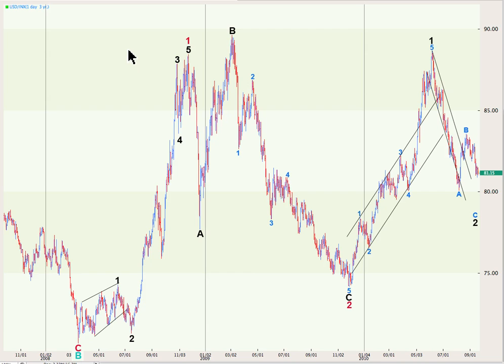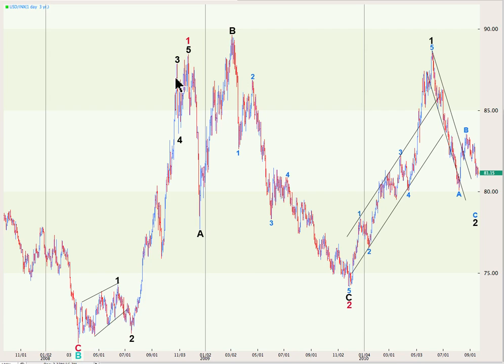This is my main wave count. At the end of the analysis of this wave count on a 3-yearly daily and a daily 1-yearly and an hourly chart, at the end of that I'll go over a couple of alternates I have at the daily level for you. This main wave count sees the dollar in a cycle degree wave C to the upside.